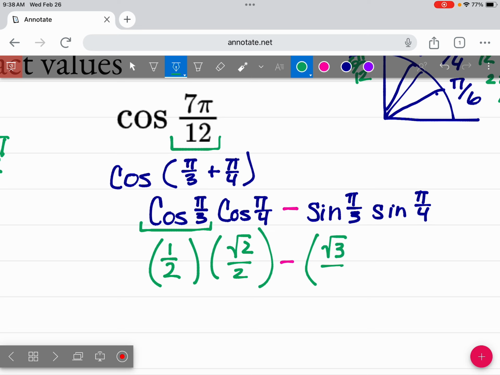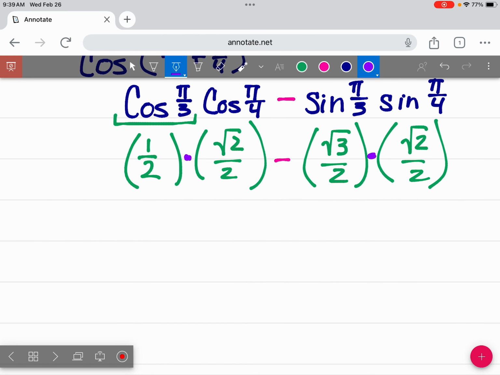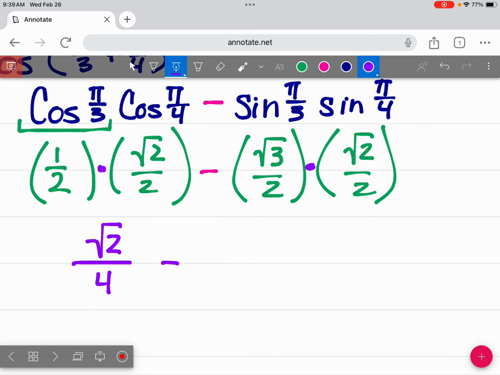Okay, so the whole point of these is to break these down into angles that we know, angles that are on our unit circle. That's part of the reason we worked so hard on the unit circle at the beginning. Now we're going to do our multiplication here. When I multiply my 1/2 times root 2 over 2, what are we going to get? Root 2 over 4. And how about for our root 3 over 2, root 2 over 2? Root 6 over 4.